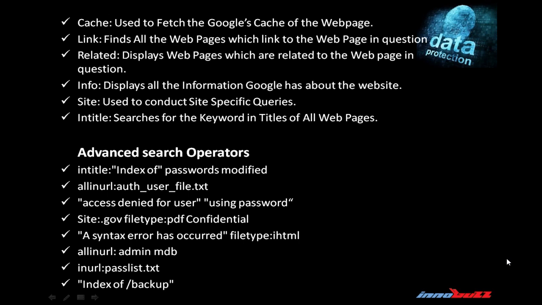Example, site:www.inobus.in. You can find all the result pages only of inobus.in. Intitle. Intitle searches for the keyword in the titles of all web pages. There are some advanced search operators which give useful results in Google hacking. intitle:index of password modified. You will get a list of modified passwords.